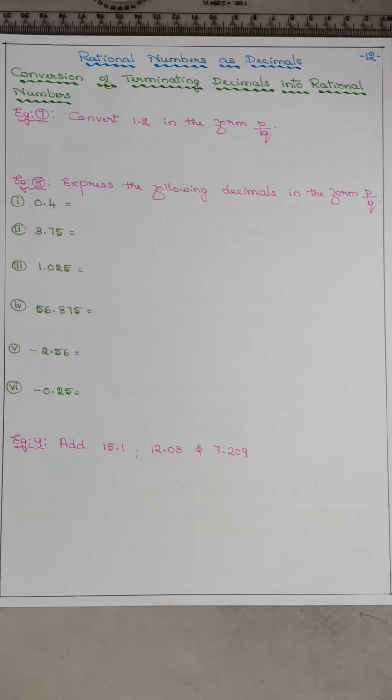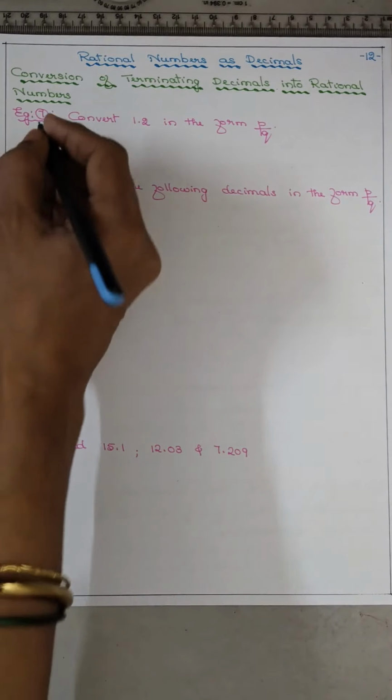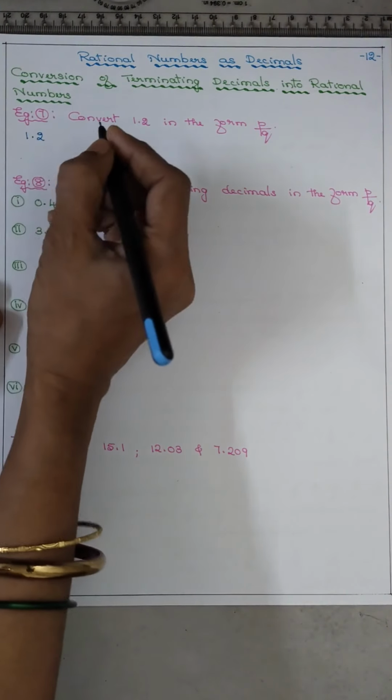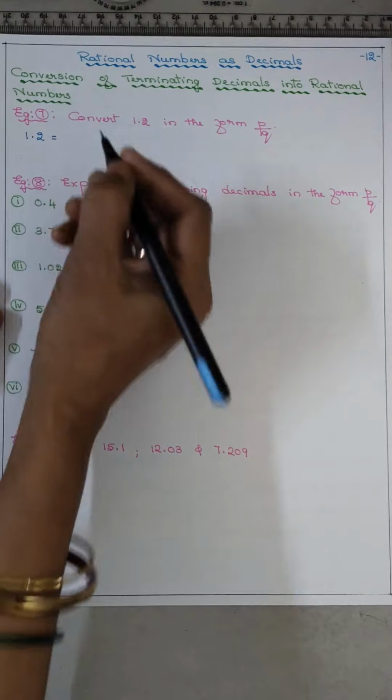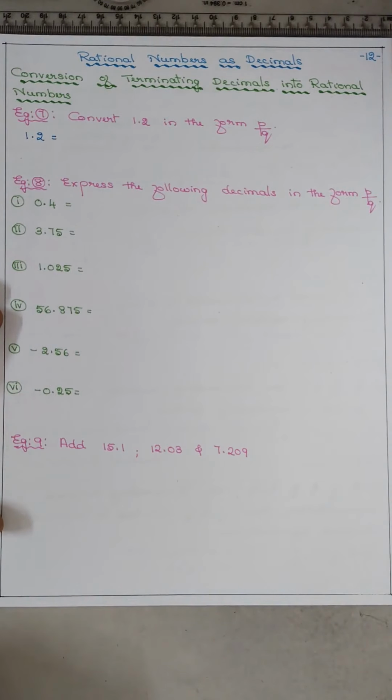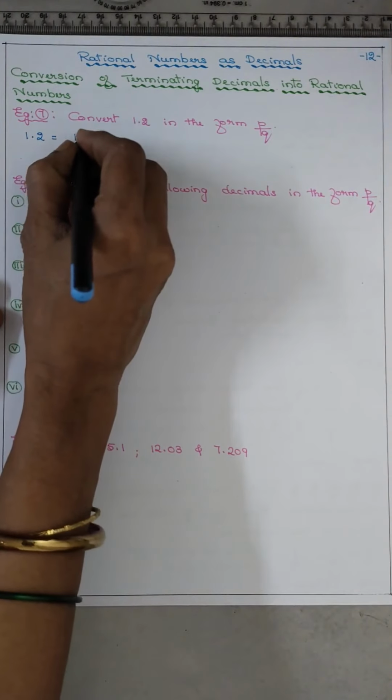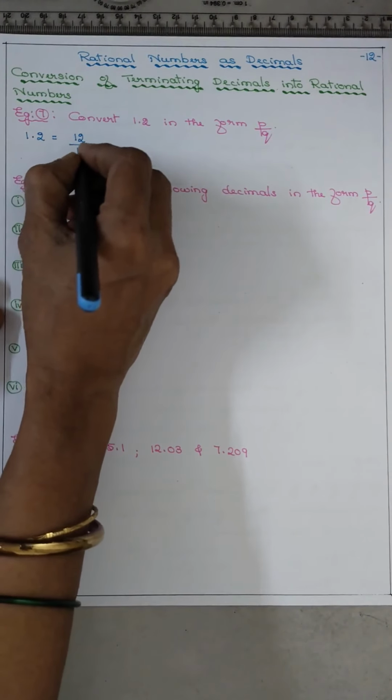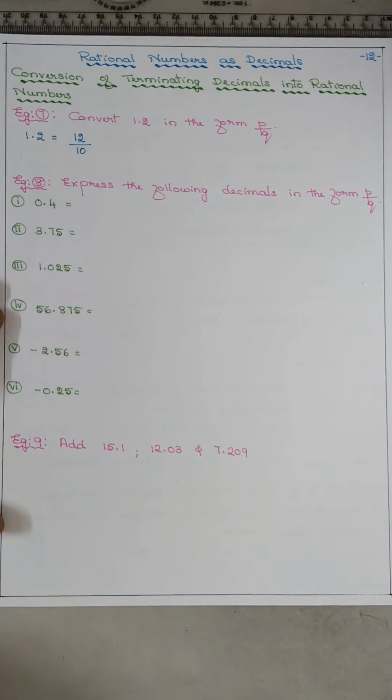Now example 7. Convert 1.2 in the form p by q. P by q is a rational number, isn't it? So 1.2 is a decimal. Convert into p by q form. How? So 1.2 can be written as 12 upon 10. Why 10? Because it is one decimal. If it is one decimal, then divide by 10.